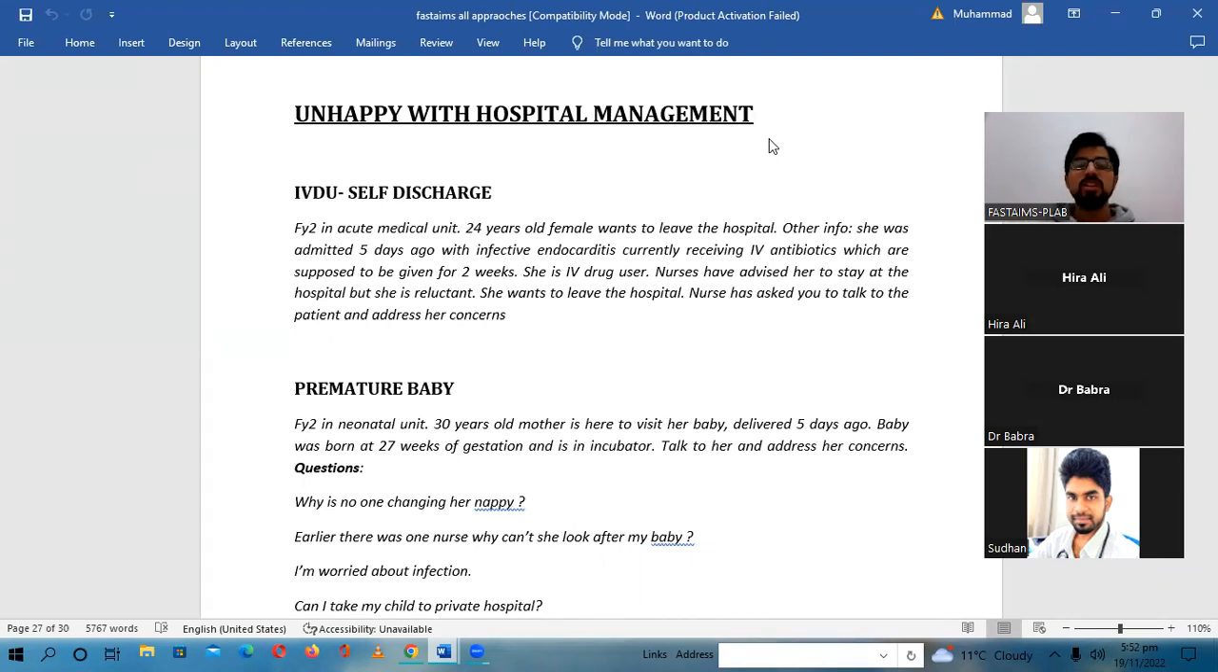First, you need the patient to be in the hospital. You have to tell them that if you want to leave the hospital, then you have to sign a document and not run away like that, without informing us. And then comes another scenario.